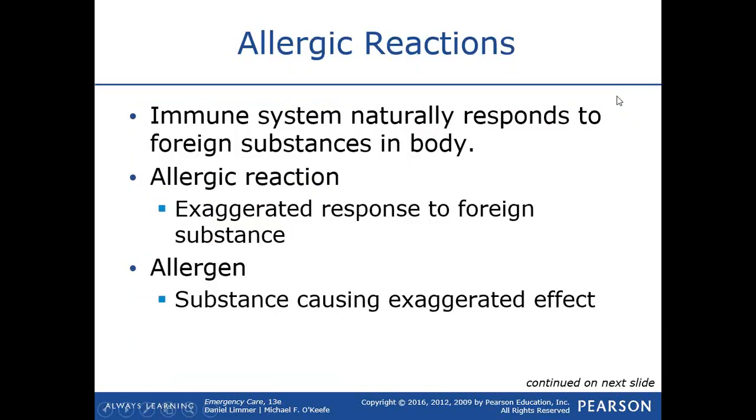So an allergic reaction is when the immune system naturally responds to a foreign substance in the body, usually a protein. During an allergic reaction, there's an exaggerated response to this foreign substance. Again, it's usually a protein. The allergen is what we call the substance that causes the exaggerated effect. So for people who are allergic to peanuts, the allergen is the peanut.